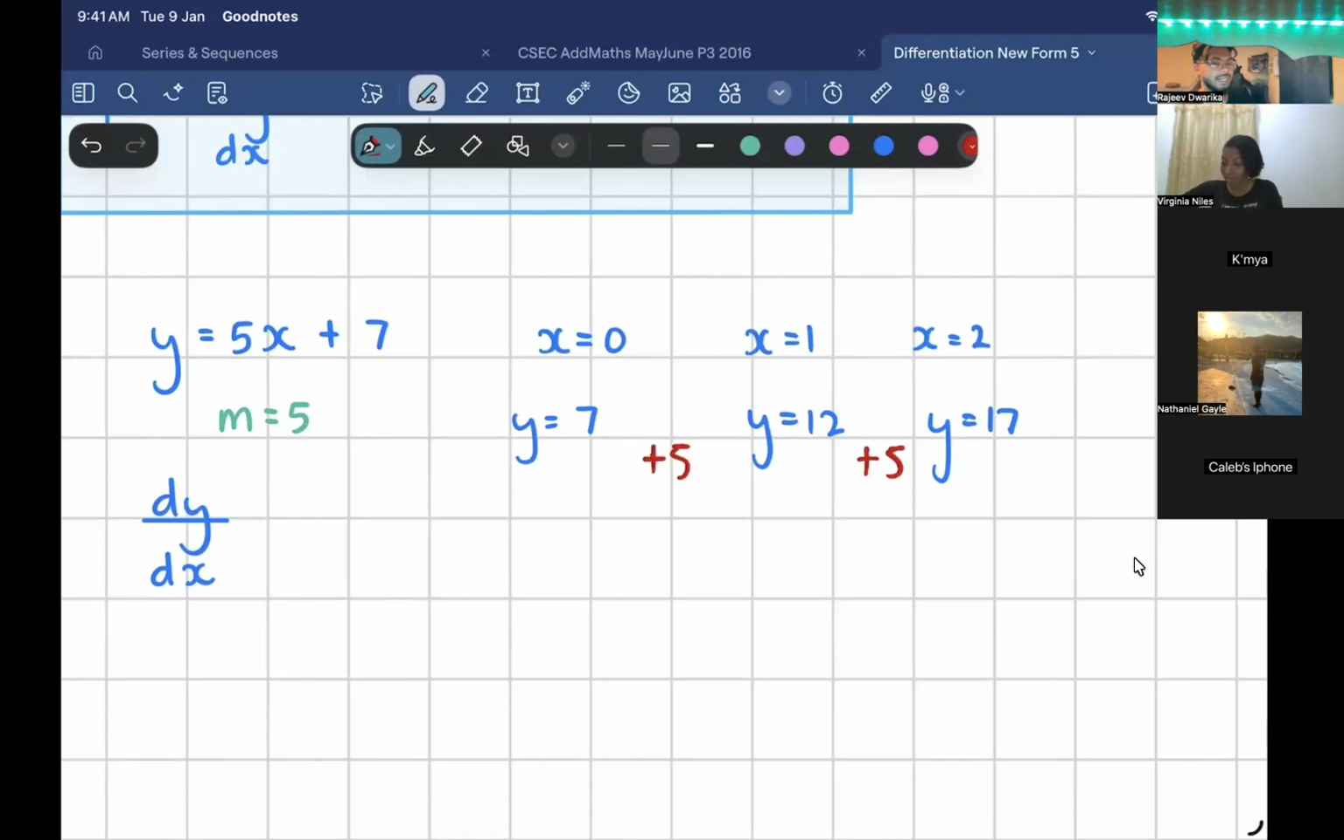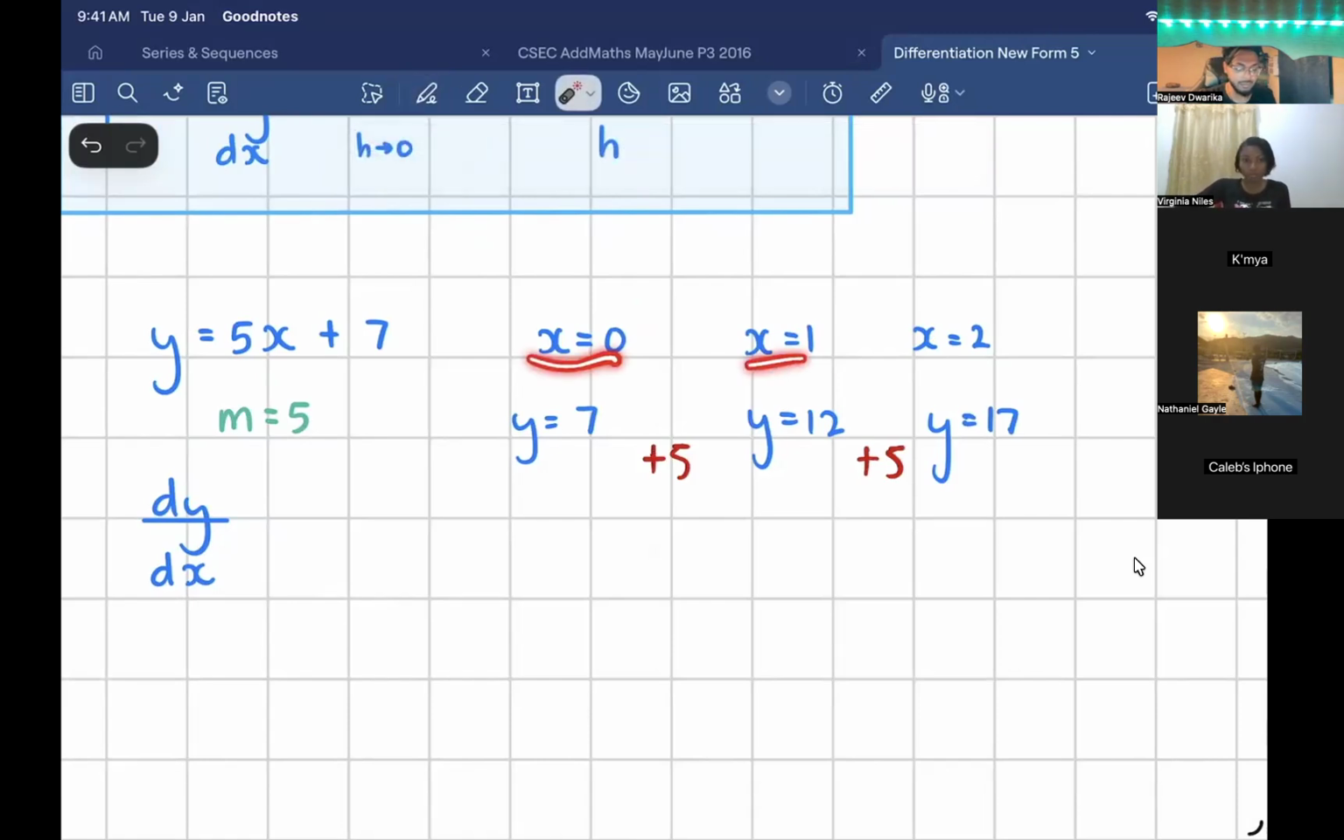So, Kamaya, when you look at this and you see that the rate of change is 5, y changing by 5, that's why the gradient is 5. The gradient tells you the rate at which the output changes with respect to the input. Do you know that x is the input? And what's the output of the function? Y. If I change the x value by 1, what does the y value change by? 1? They change by 5.